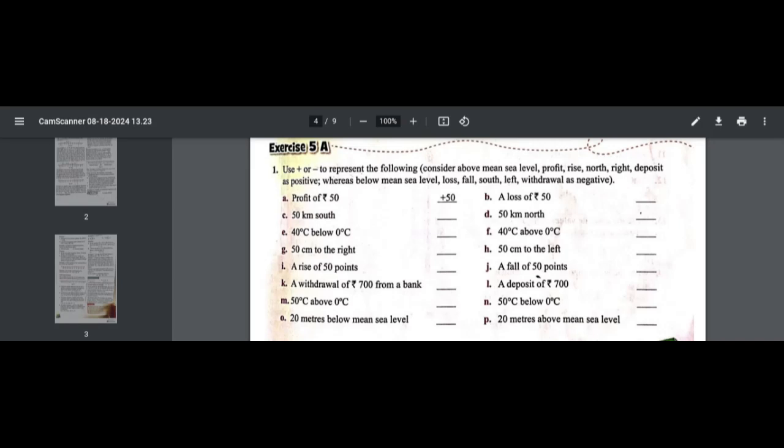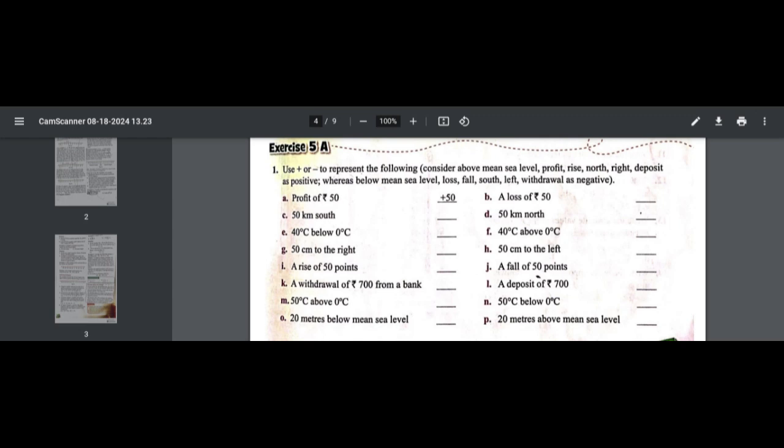Exercise 5a, use plus or minus to represent the following. Consider above mean sea level, profit, rise, north, right, deposit as positive, whereas below mean sea level, loss, fail, fall, south, left, withdrawal as negative. They give the hint: if there is above sea level, profit, rise, north, right, or deposit, they are all denoted as positive, and the other opposite quantities will be denoted as negative.